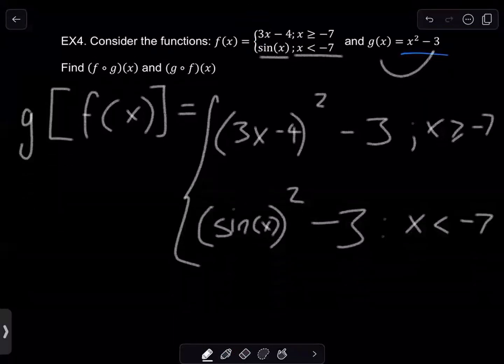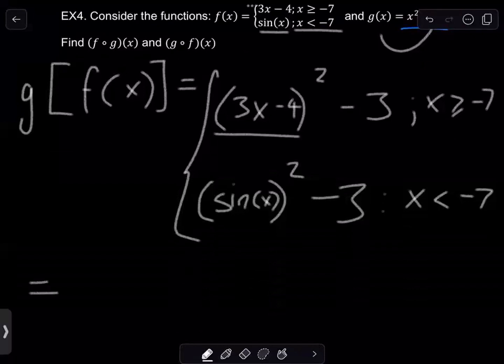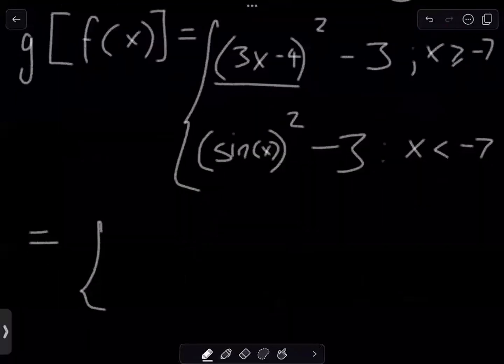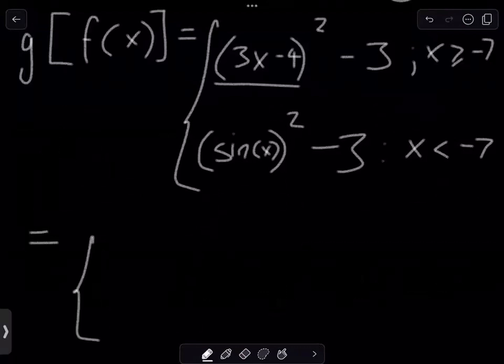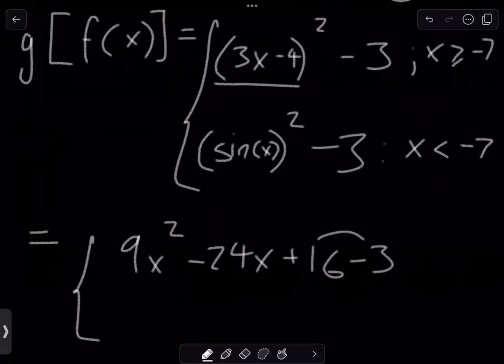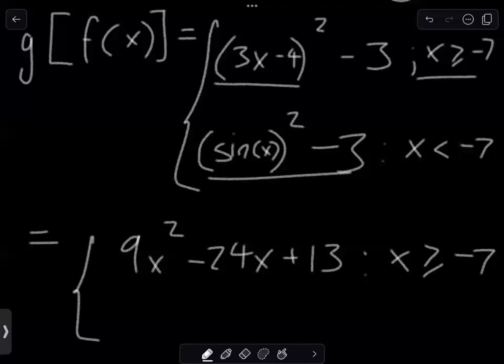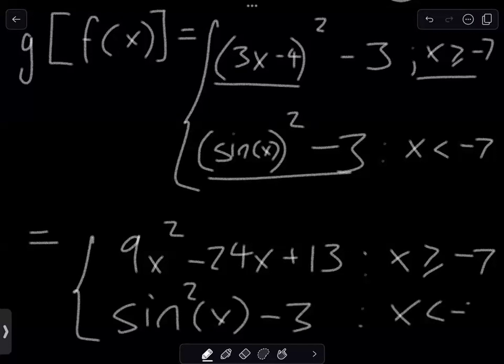And then we can simplify this. So if we had to expand that, let's expand it. It will be 9x squared minus 24x plus 16. And then we have a minus 3. The plus 16 minus 3 will become plus 13 whenever x is greater than or equal to negative 7. And there's no real major simplification for the second part. We can just write it as sine squared x minus 3 wherever x is less than minus 7.